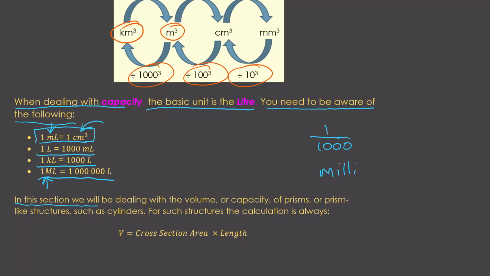In this section, we will be dealing with the volume or capacity of prisms or prism-like structures such as cylinders. For such structures, the calculation of volume is always that the volume is the cross-sectional area times the length, and we'll talk about that during the examples.